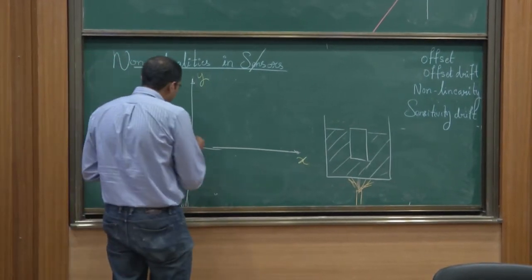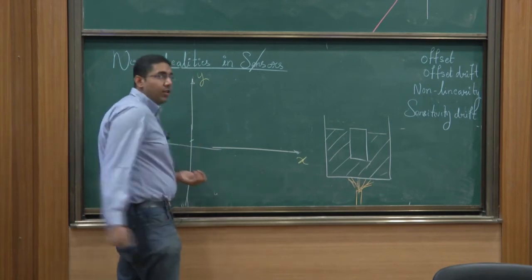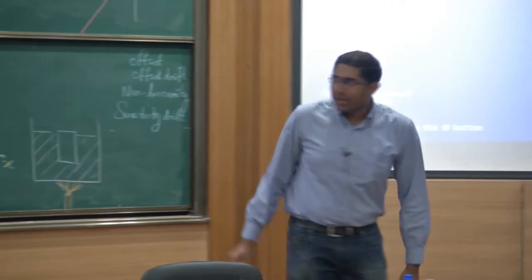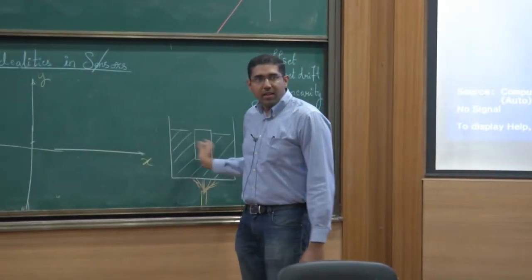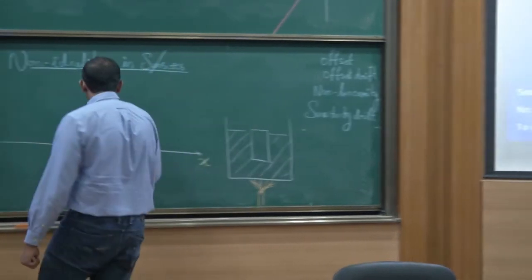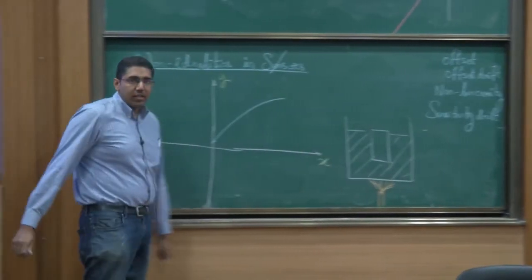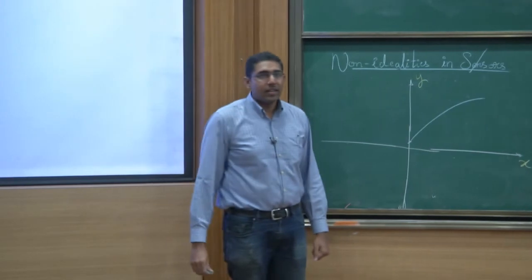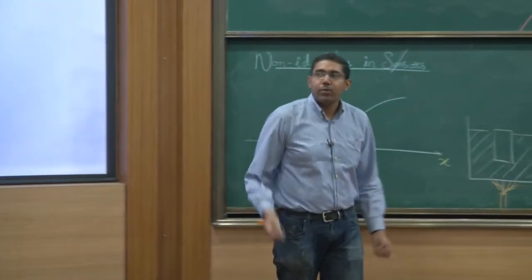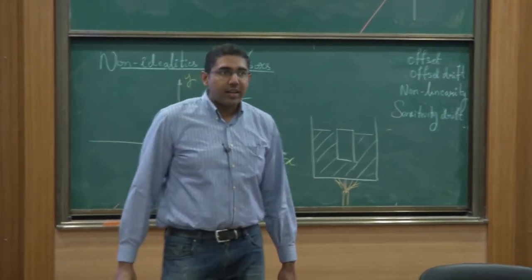Initially there could be some offset, okay? Then what can you see? The temperature goes on increasing, the output of this sensor increases. There is non-linearity also, right? And this is in this direction. Okay, now you turn it off, right?